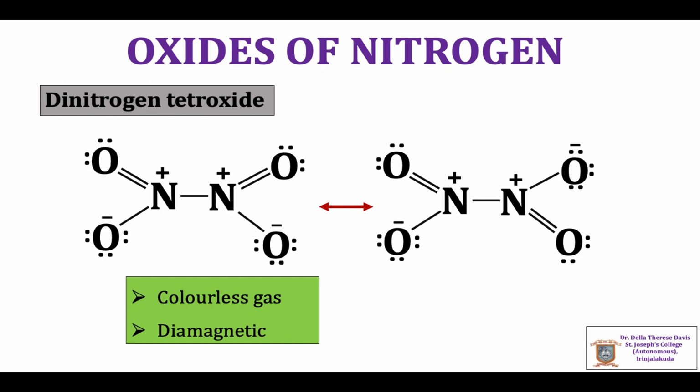The dimeric form of nitrogen dioxide is dinitrogen tetroxide or N2O4. It is diamagnetic and colorless. N2O4 has two resonance structures as shown in the figure.